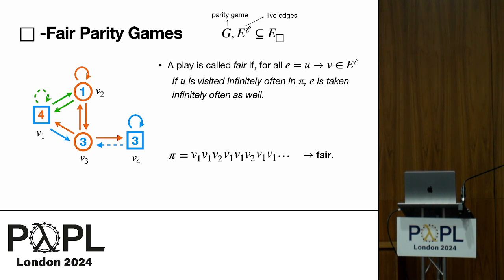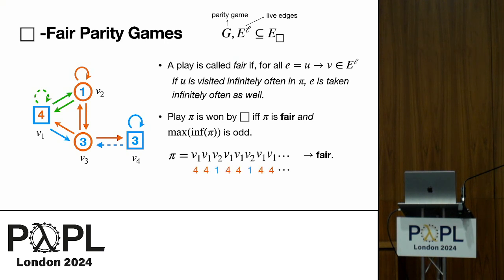In these games, it is harder for the square player to win because it has assumptions. So in order to win, it must both obey the fairness condition and satisfy the parity condition: the square player wins if and only if pi is fair and the maximum priority seen infinitely often is odd. So if we look at this play, it is fair. However, the maximum priority is 4, so this will be won by the circle player.